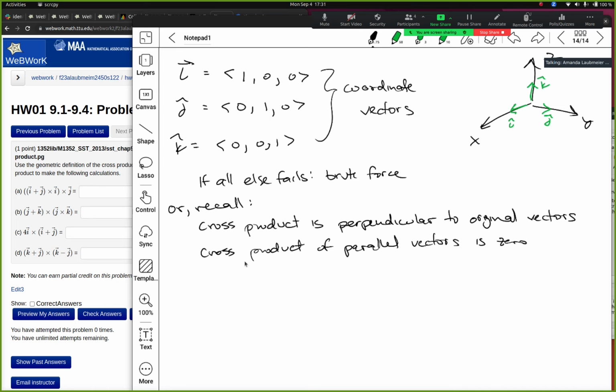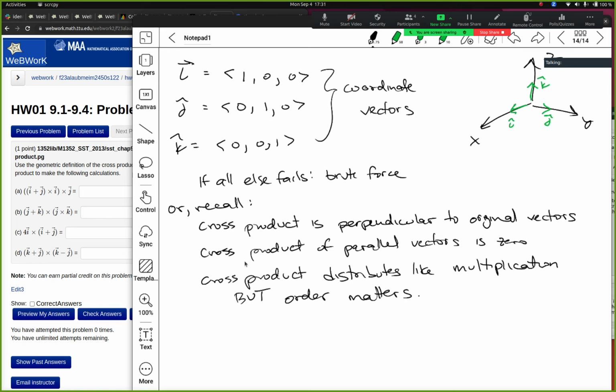And then the cross product distributes like multiplication. But order matters. So by order matters, I mean that i hat cross j hat is not the same as j hat cross i hat. They're actually negatives of each other.